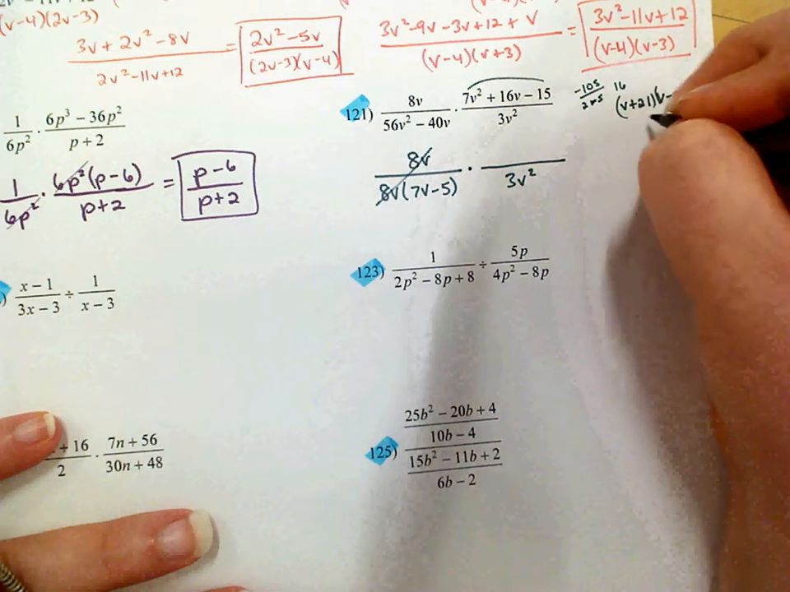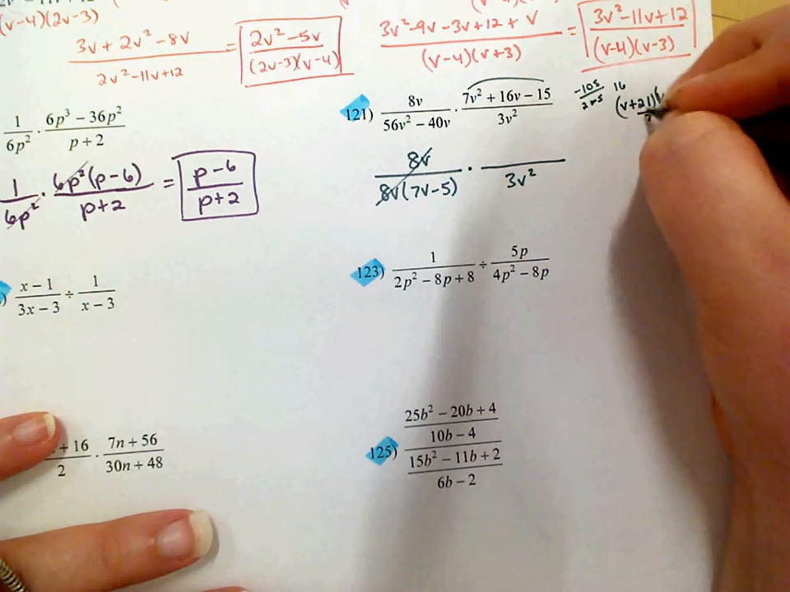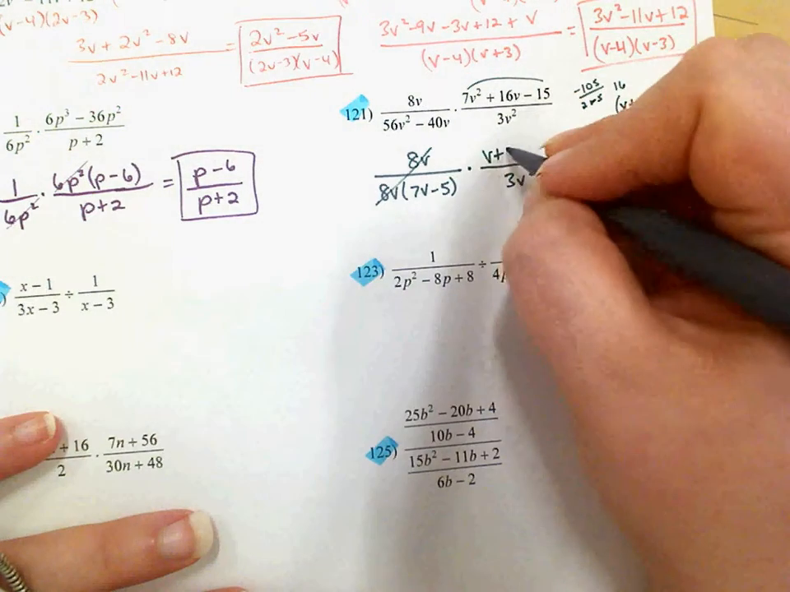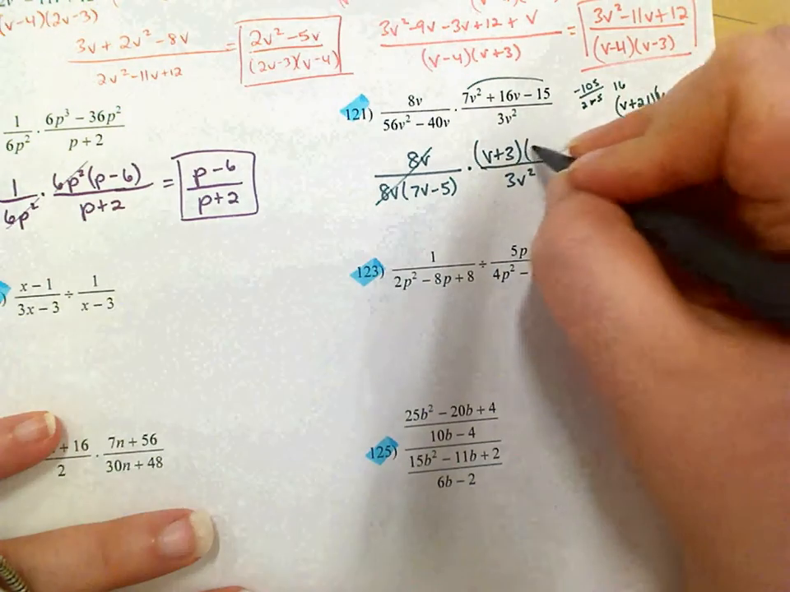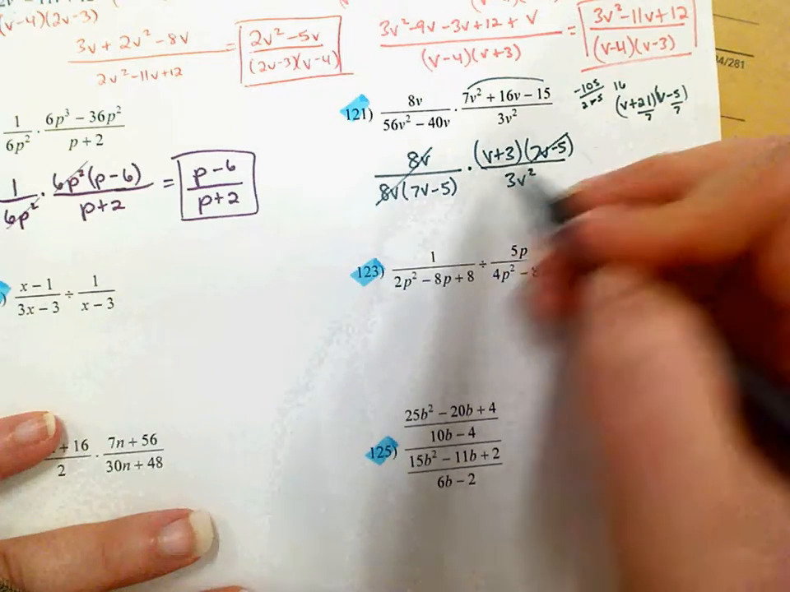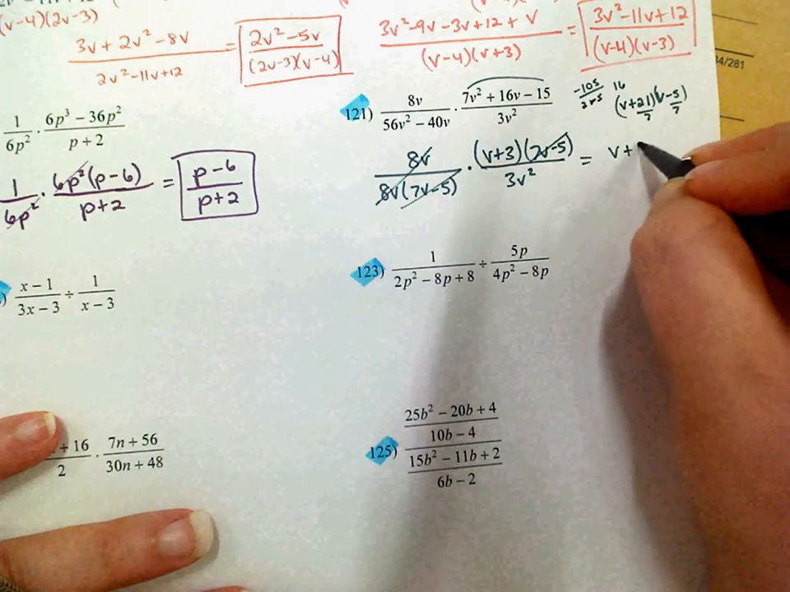So I've got v plus 3 and 7v minus 5, which means those cancel out. And I'm really just left with v plus 3 over 3v squared. And there's my answer.